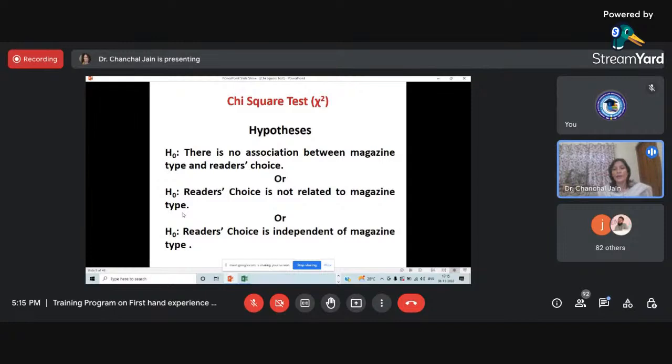And here, both the variables we are considering, the reader's choice and the magazine type, are nominal scale variables, and thus I can go for the chi-square test, because the nominal scale comes under the categorical scale category, and for the chi-square test we should have two categorical variables. So according to this hypothesis, we can conclude that we can go for the chi-square test because we are interested in finding the association between two categorical variables.